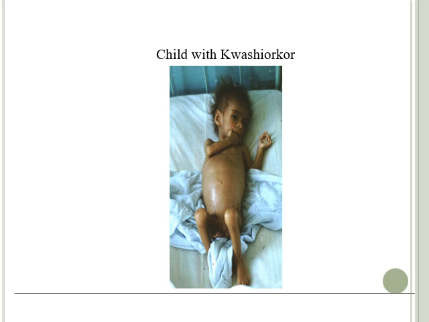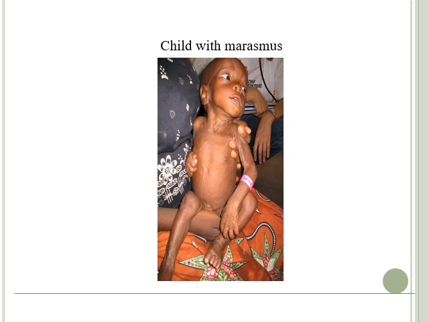Here is the picture of a child with Kwashiorkor. You can see that the child is too thin or lean, and he has a pot belly because of the edema. This is a presentation of a child with Marasmus. You can see that the child is too weak. He does not have any energy to withstand, and if the treatment is not taken properly on time, the child may die.